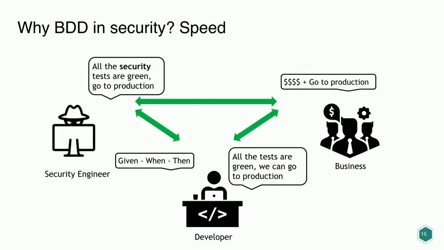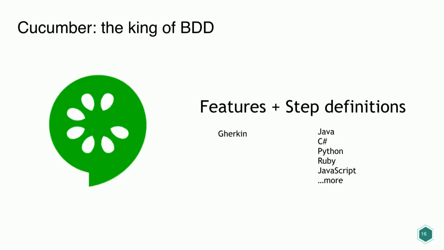The developers will write the tests in the same language as the security engineer. And we fix speed, of course, because if developers write security tests, and these tests are validated by the security team, then they can go to production much faster. So how do we write this test? The framework we're going to use is Cucumber, the king of BDD, because it allows you to write features, the business-facing part, and steps using different types of languages, so it can be adopted by different companies.